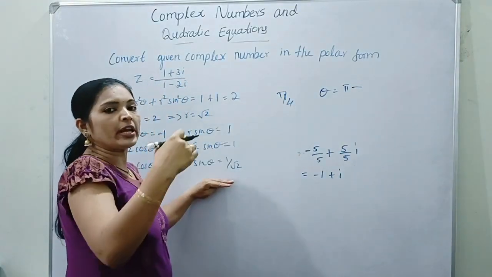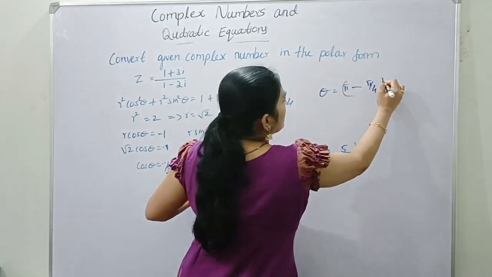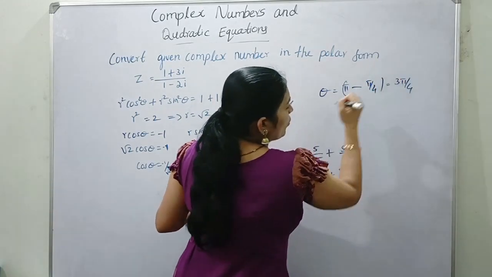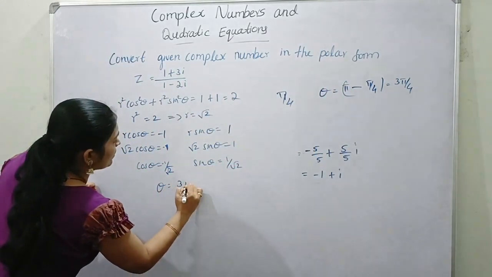If it is the third quadrant, we can write pi plus. So pi minus pi by 4, that is 3 pi by 4. Theta is equal to 3 pi by 4.